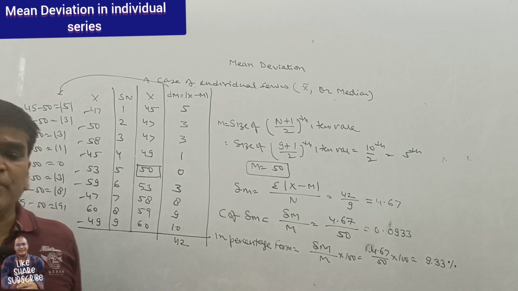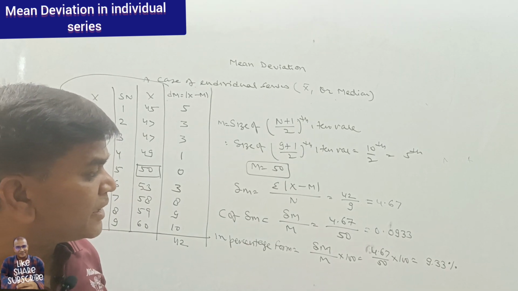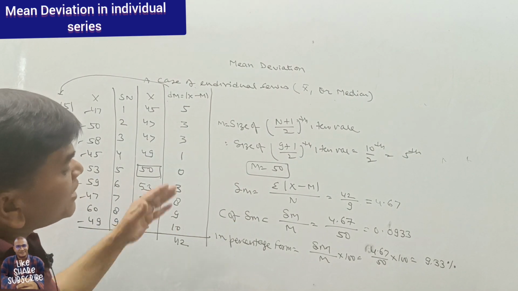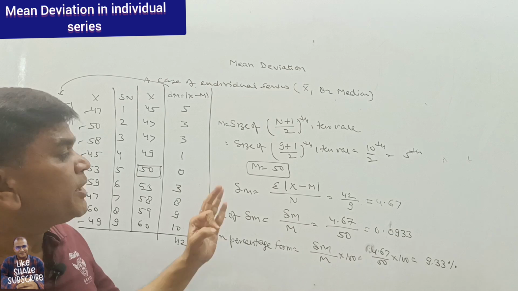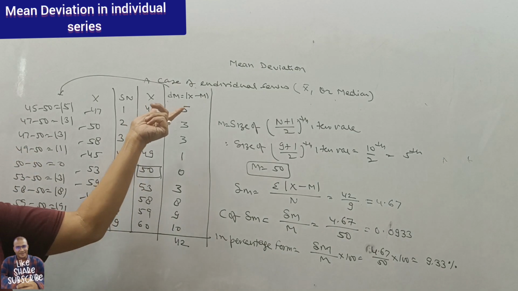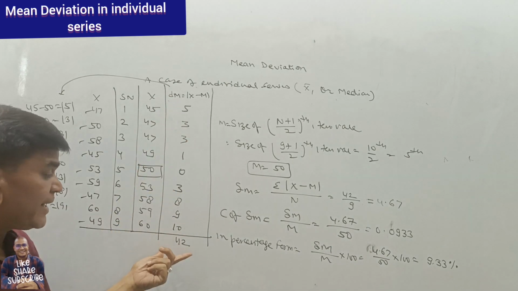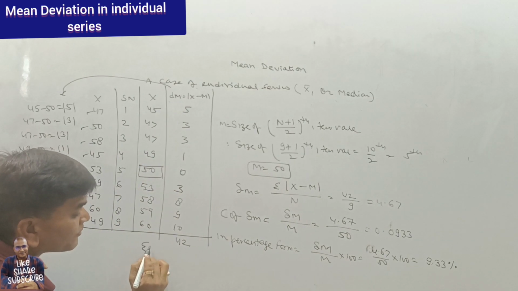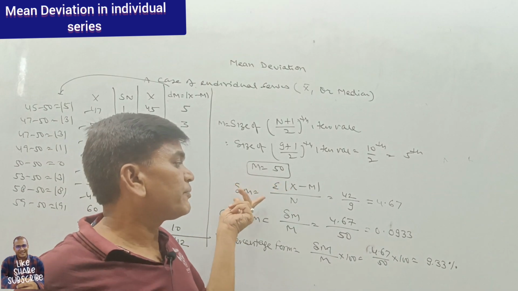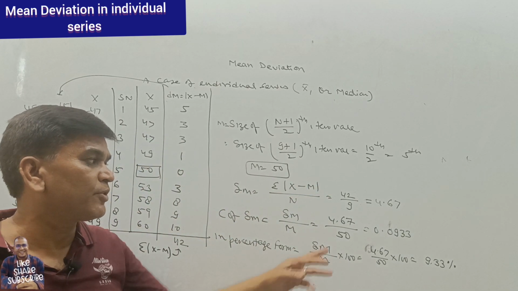So it's very easy to calculate mean deviation. This mean deviation we have taken from the median value. The very first thing we calculated is the median value, then we have taken the deviation from the median value, ignoring plus and minus, then adding all the items, that is called sigma |x minus M|. This value is 42. So we are putting in the formula sigma |x minus median| divided by n, that is 42 divided by 9, that is 4.67.